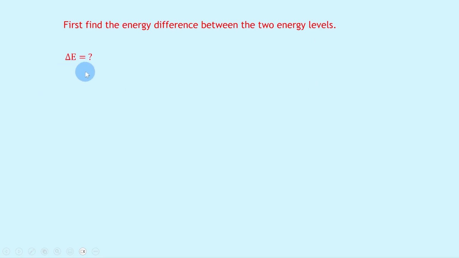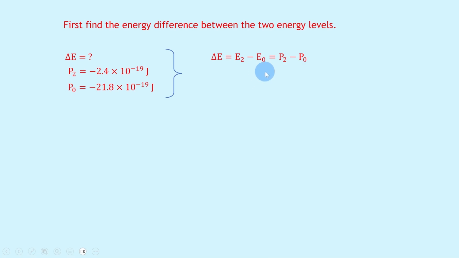So we can say that delta E is what we're trying to find. P2 is minus 2.4 times 10 to the minus 19 joules, and P0 is minus 21.8 times 10 to the minus 19 joules, where both of these values were from the table. And we're going to use the letter P here instead of E because we're talking about atom P. So we have delta E equals E2 minus E0, which equals P2 minus P0 in this case.